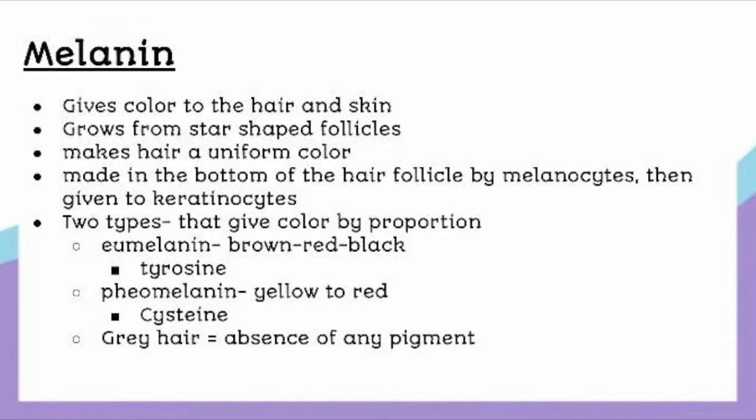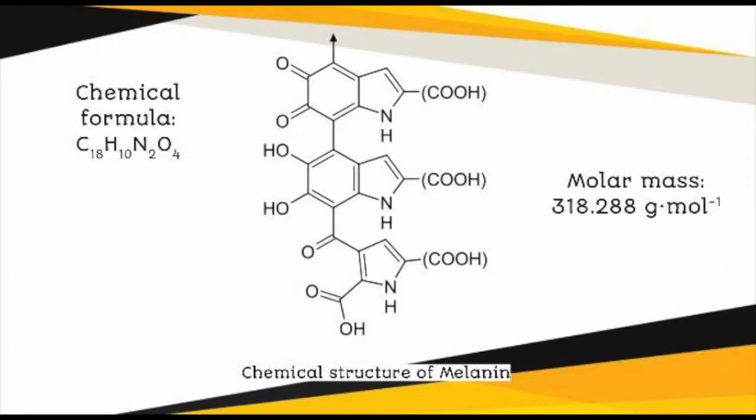There are two types of melanin that in different amounts produce slightly different hair colors. Eumelanin, when present in the hair, gives hair either a brown, red, or black color. Conversely, pheomelanin, when present in hair, gives hair either a blonde to red color depending on the amount of pheomelanin in the hair. This diagram shows the chemical structure of melanin and the various bonds present in the chemical.